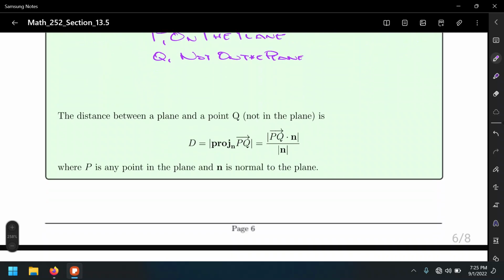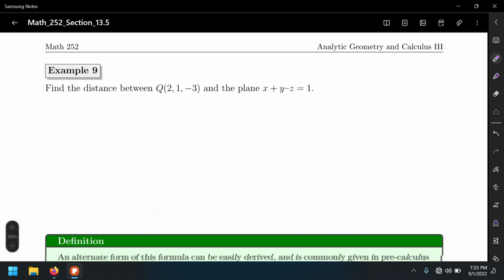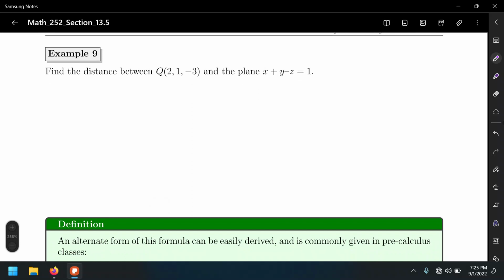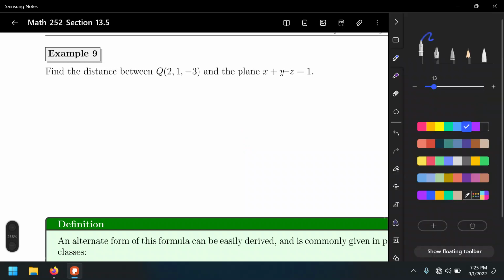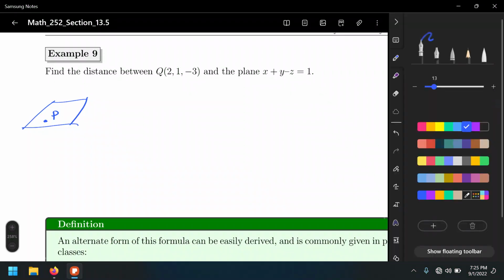So let's do one example, to see how we find the distance between the point Q, (2, 1, -3), and the plane x + y - z = 1. All right. So number one, let's do a brief picture here. That's going to be a point P, one point that's on the plane. We don't have that information yet. We don't have any information on what point lies on the plane, but I'm going to show you how we get a point. And we have that point Q, which is (2, 1, -3).